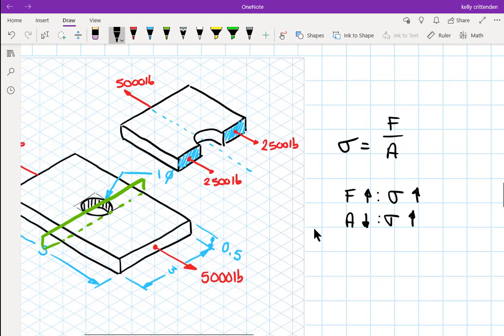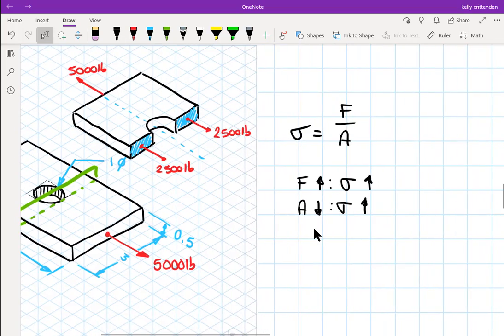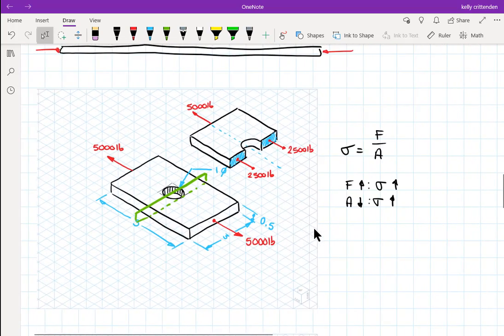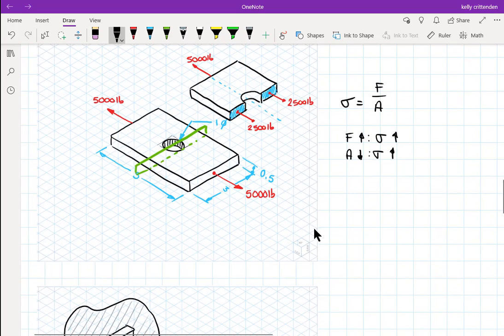And to calculate it, I would just need to figure out the force that goes into this equation over here and the area that goes into it. So sigma equals the force, and I can do this one of two ways. I could look at one area, and one of those areas has 2,500 pounds on it, or I can combine them together. I think I'll combine them together.